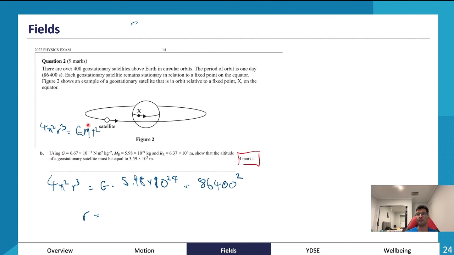I don't have the answer with me. Oh wait, sorry. Yeah, r is equal to 4.23 times 10 to the 7 meters. And obviously you would do this properly without actually looking at the answers, like I am.